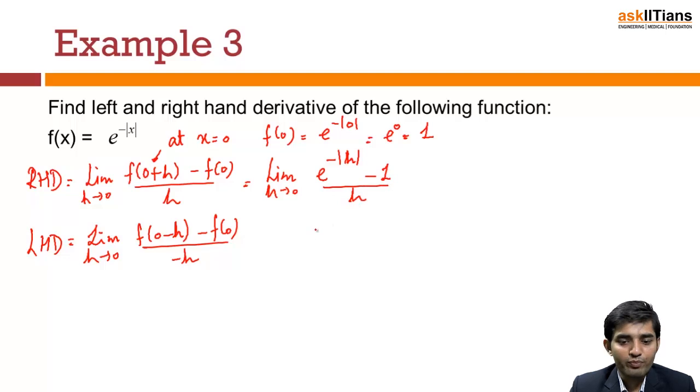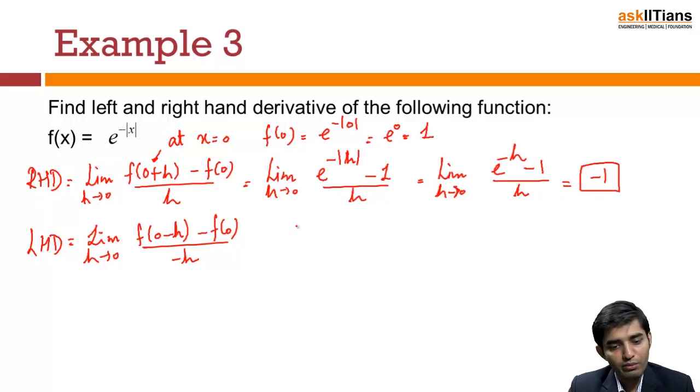Now see, this h is a positive quantity, so I can just remove the mod, because h is already a positive quantity. So this will be limit h tending to 0, e to the power minus h minus 1 divided by h, and this limit will be equal to nothing but minus 1. This is again a standard limit which we have studied in the chapters of limit.